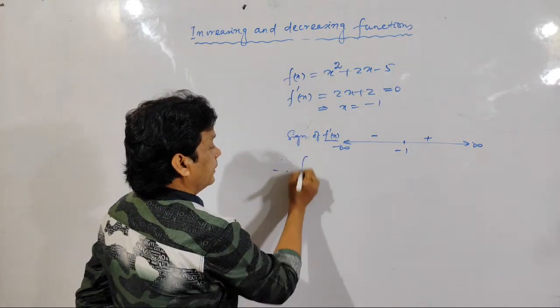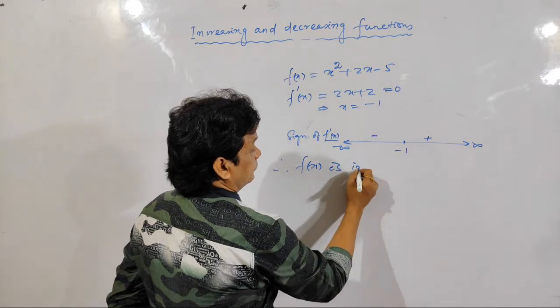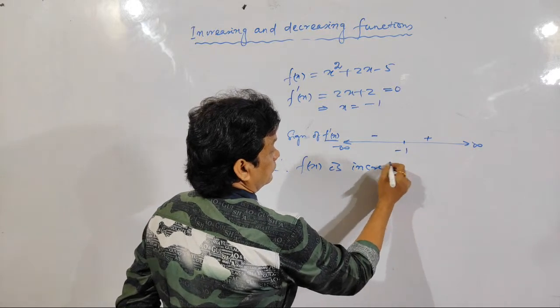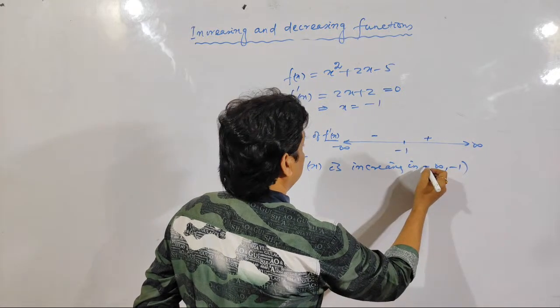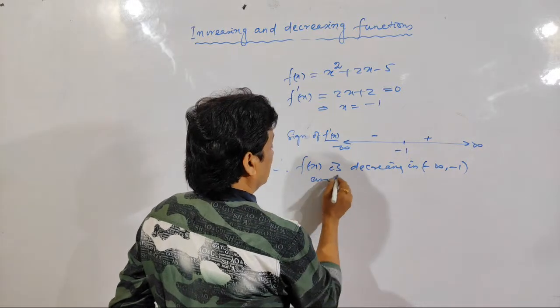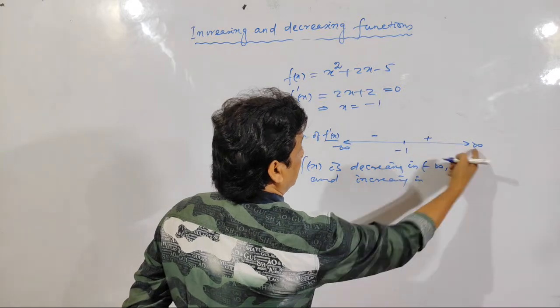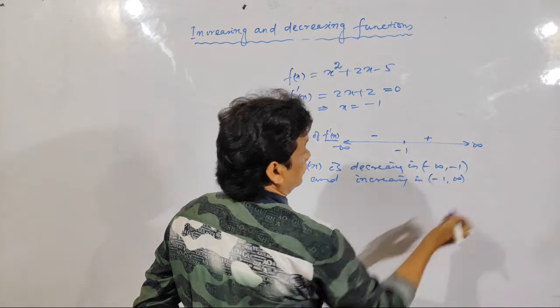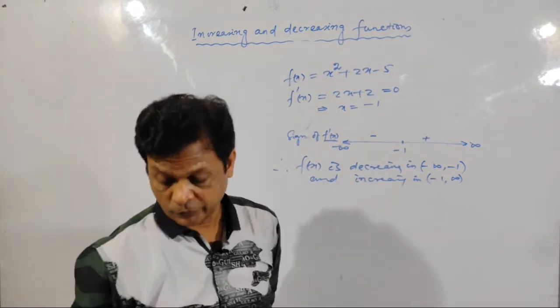Therefore, f of x is decreasing in minus infinity to minus 1, and increasing in minus 1 to infinity, over. Your question is completed. Let us see another question.